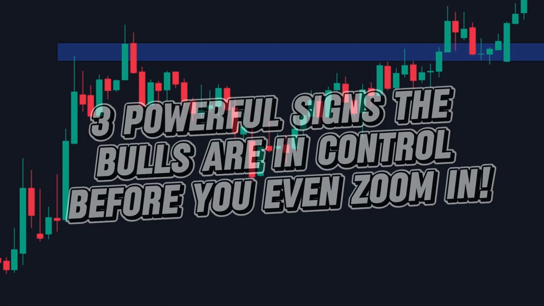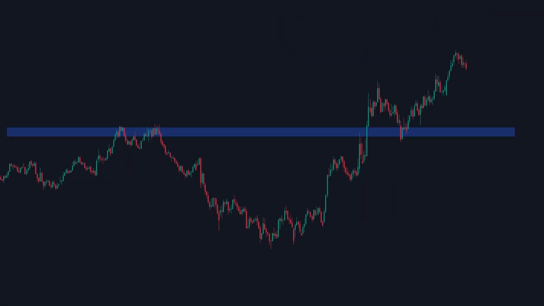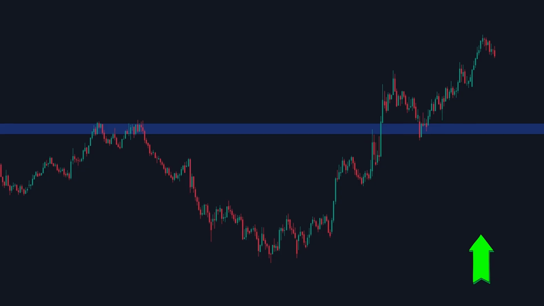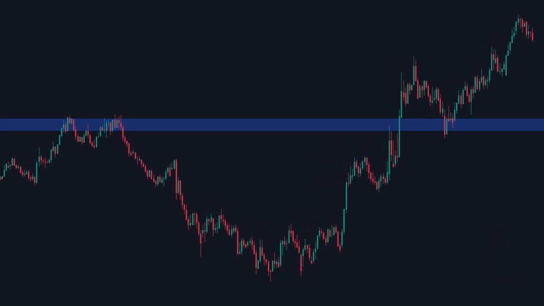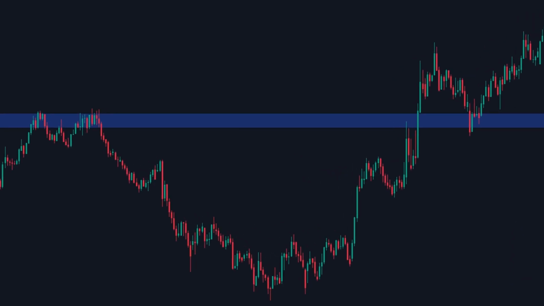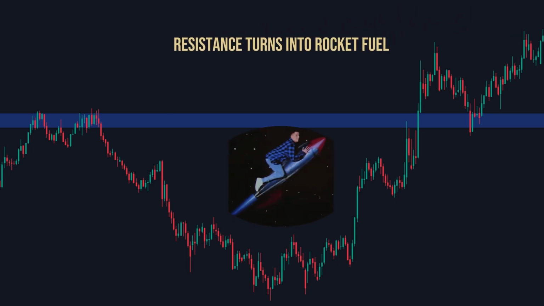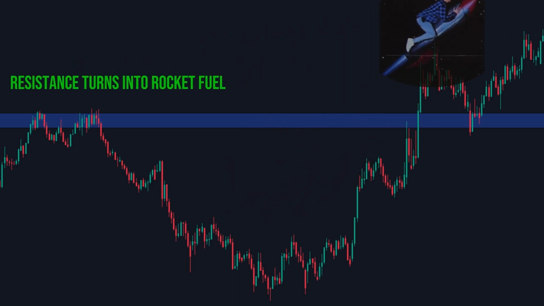Three powerful signs the bulls are in control before you even zoom in. If you are serious about trading with the trend, not against it, watch for these critical bullish clues on the daily chart before dropping down to lower time frames. 1. Resistance turns into rocket fuel. That major resistance level? It just flipped to support. Smart money is stepping in.